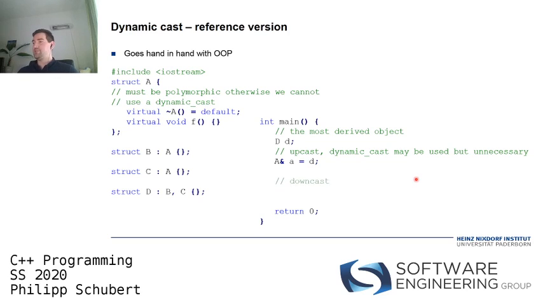So what else can we do? We can also have a downcast. And if we use a downcast, we need to check, we need to do a dynamic cast. And I'll tell you why that is in a second.